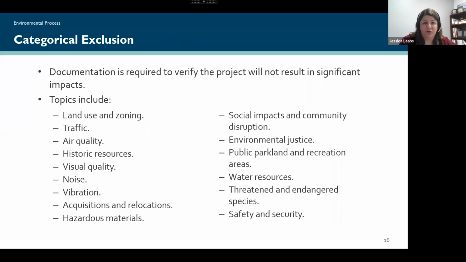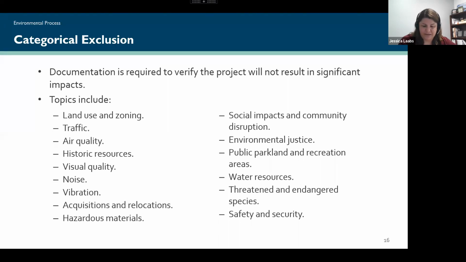So this is a summary of what's required to be part of a categorical exclusion. So basically, we're completing a document to verify that FTA is correct in their assumption that the project will not result in significant impacts to the human or natural environment.